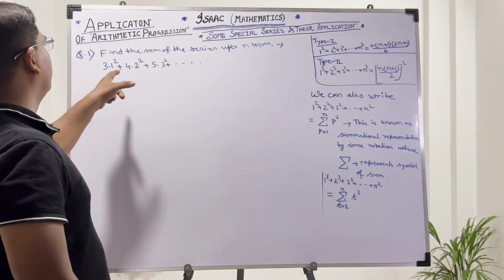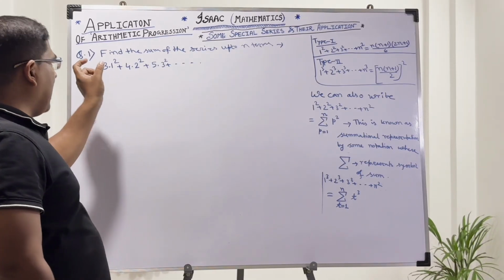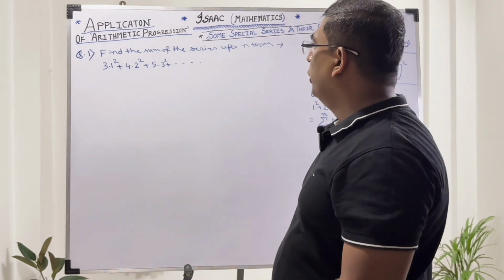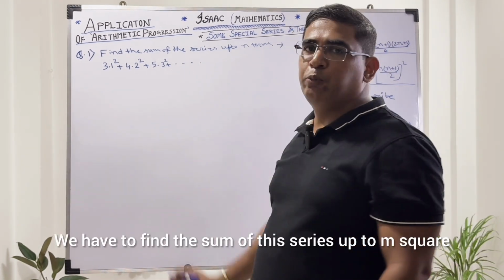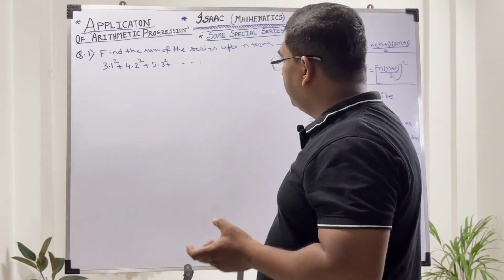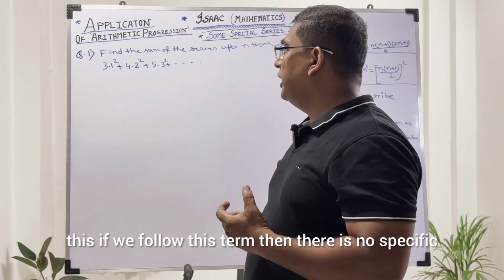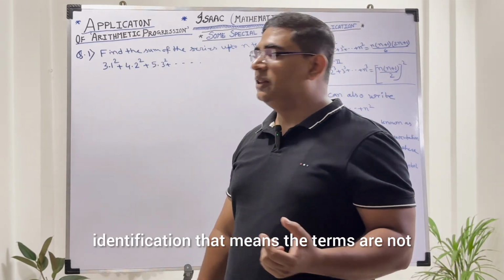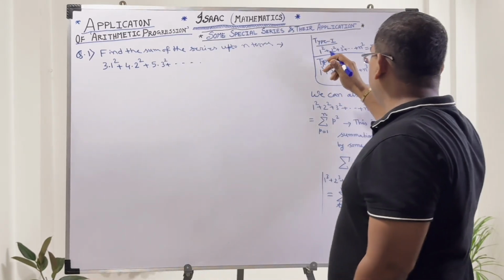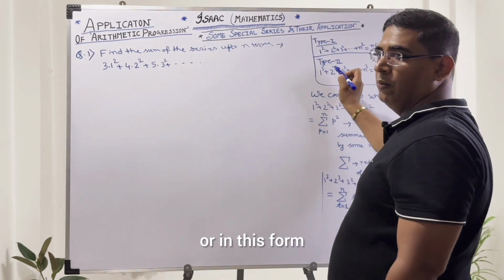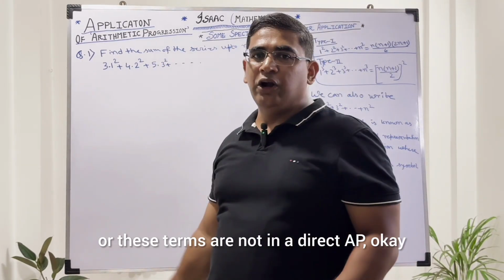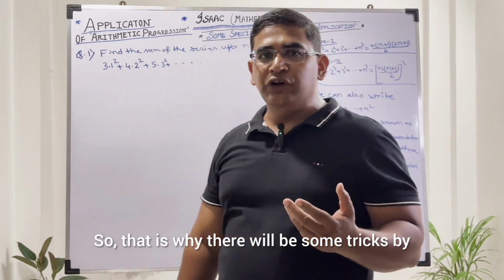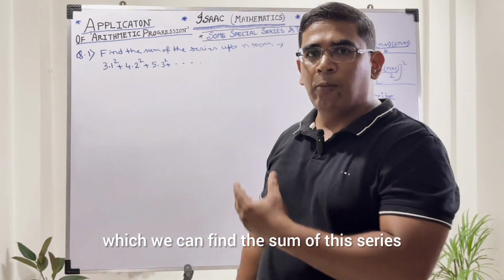Here we choose a problem, and in this problem the terms are in addition form. We have to find the sum of this series up to n square. Okay, so if we follow these terms, then there is no specific identification. That means the terms are not directly in this form or in this form, or these terms are not in a direct AP. Okay, so that is why there will be some trick by which we can find the sum of this series.